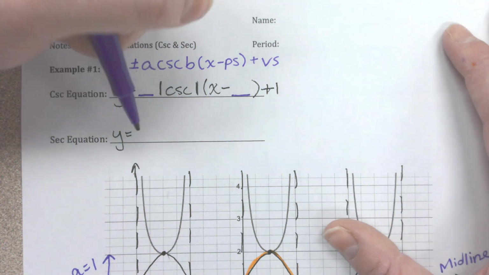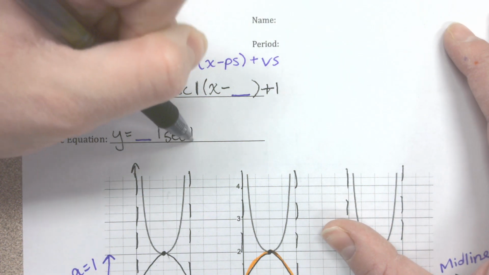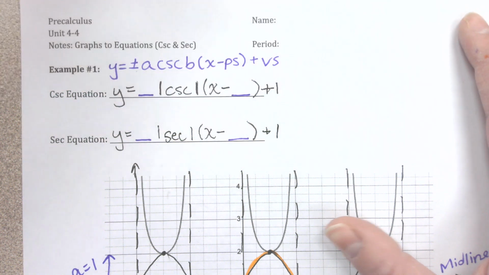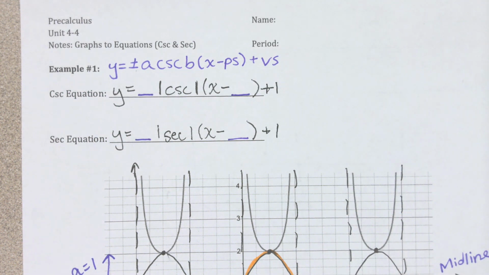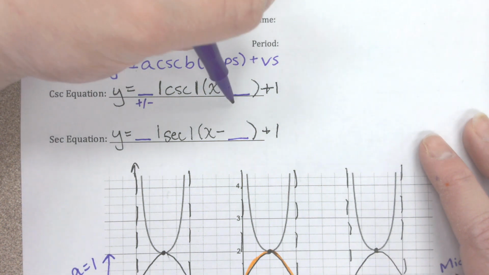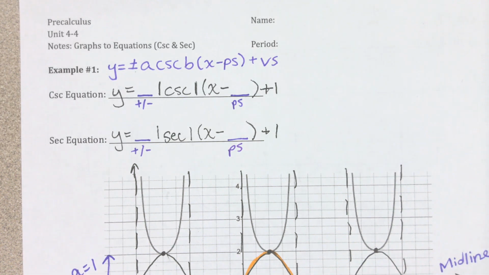And I'll do the same thing for secant below, except it's going to be secant. 1 secant, 1 x minus phase shift will be decided later, plus 1. The only things we need to find are plus or minus and phase shift for both equations. Again, from one equation to the next, besides changing the function, those are the only two pieces of information that will change. The rest of it will be exactly the same.